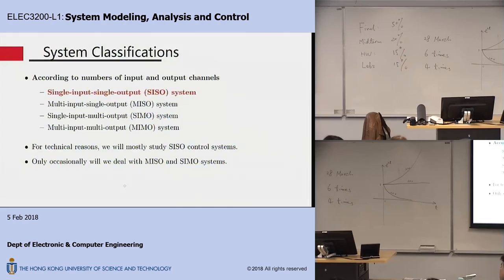So this is the first course in control, so it's an actual introduction to control. So we look at a simple case first. Of course, you can have a more complicated case. In general, you have a MIMO system.